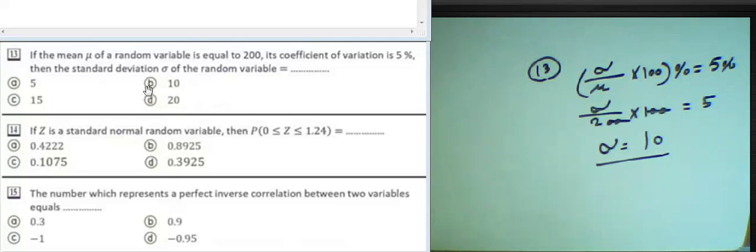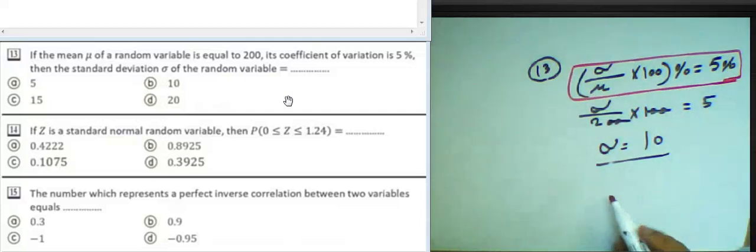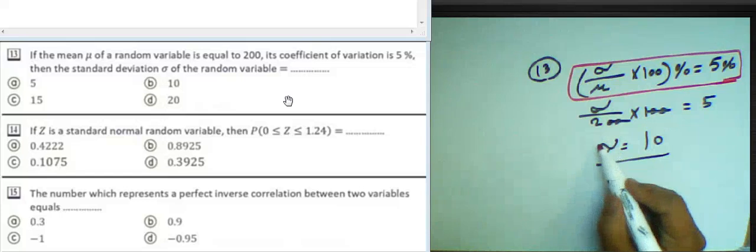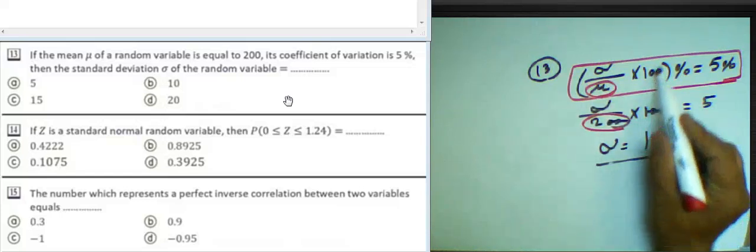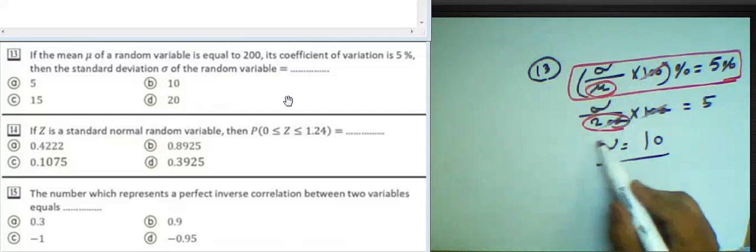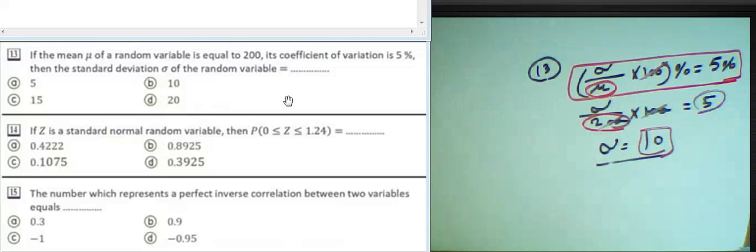Why? Because we have the rule about the coefficient of variation 5%, meaning sigma over mu multiplied by 100 percent equals 5%. Then for sigma over mu, we have 100 here, cancel 100 by 100, and the result will be sigma over 100 times 100. Then 2 times 5 will be equal to 10. Letter B.